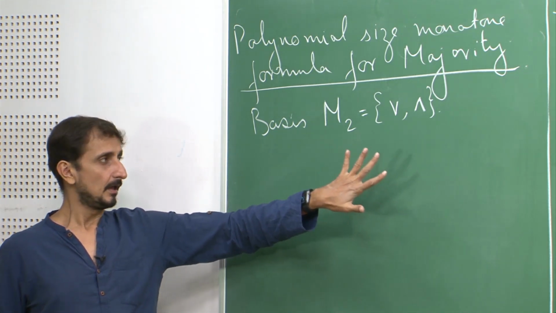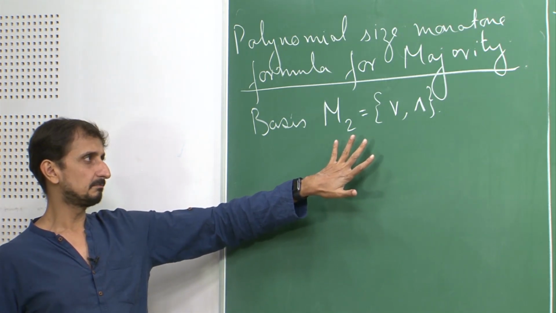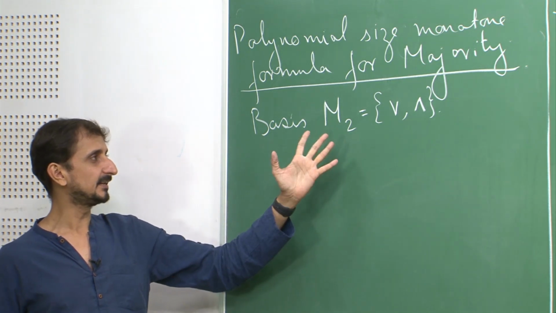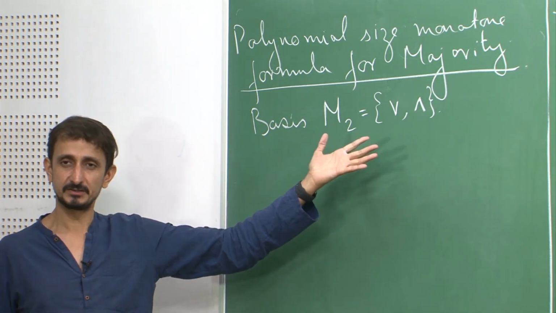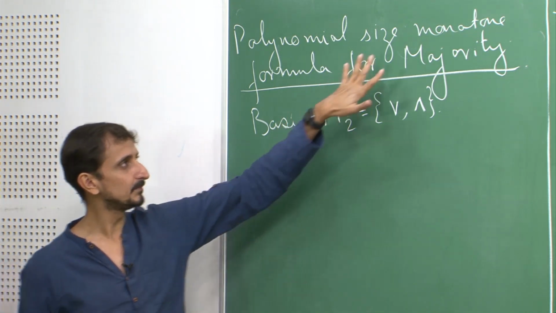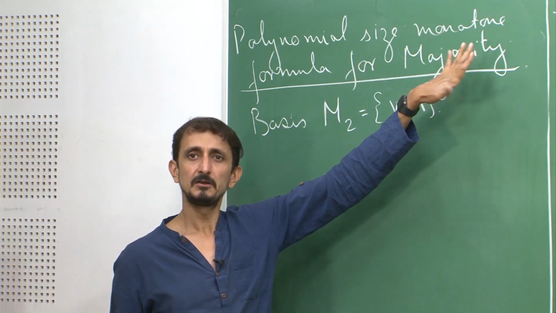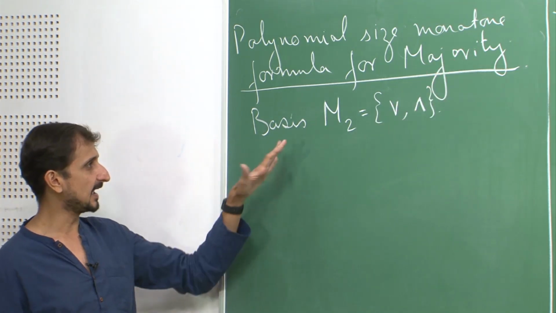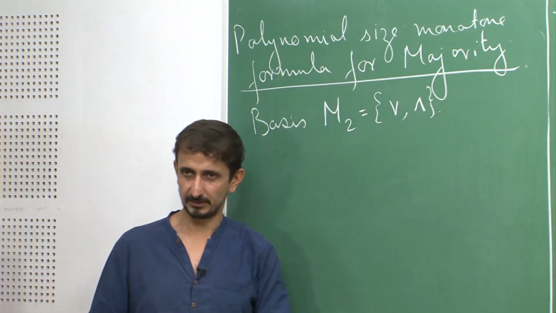But it may not be complete, yet can I ask whether it can compute certain functions, more specifically certain monotone functions. I just argued that majority is a monotone function. So, the obvious question is, can this basis compute the majority function?